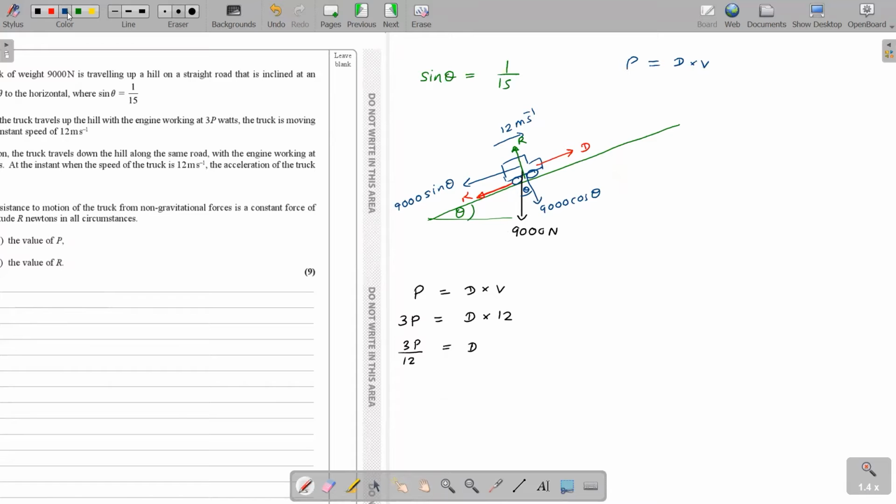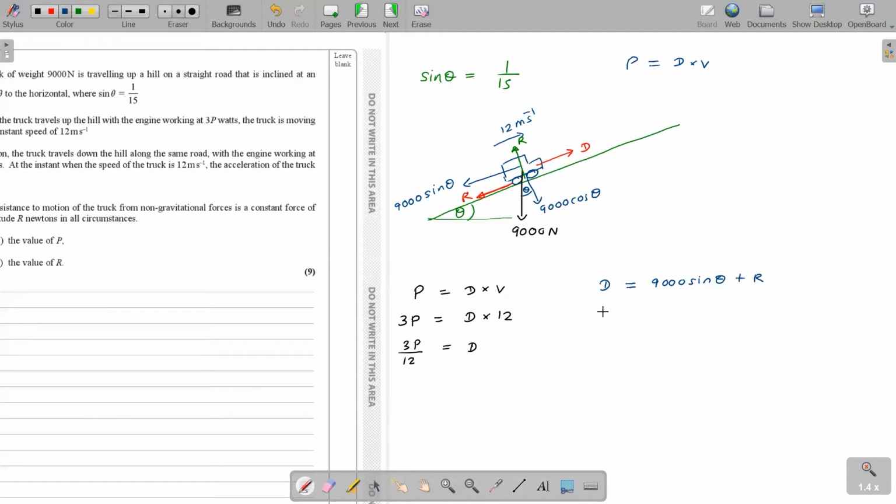So then can you make the balance equation? The driving force must be equal to what? The driving force must be equal to 9,000 sine theta, which is acting downwards, and the resistive force. Both of them are acting downwards and they both must be equal to the driving force. The forces must be balanced in order for the truck to go with a constant velocity. Okay, so then I have another equation here, D equals 9,000 sine theta plus R.